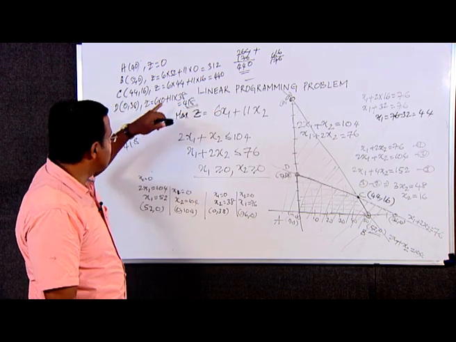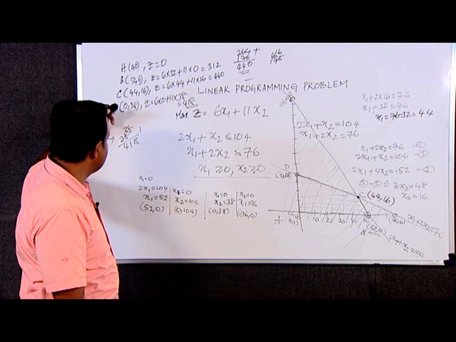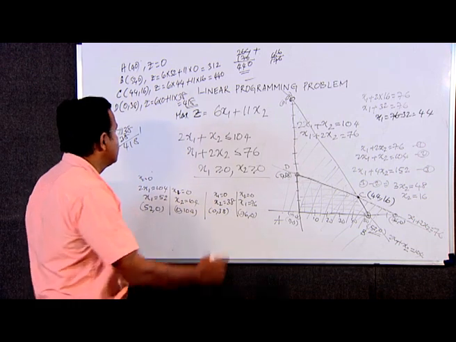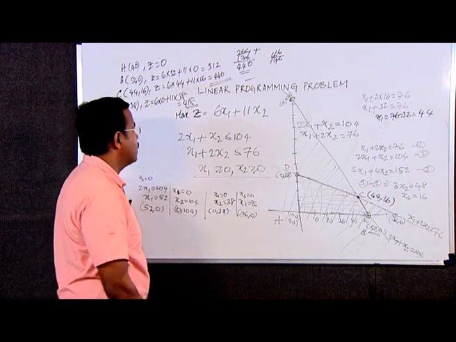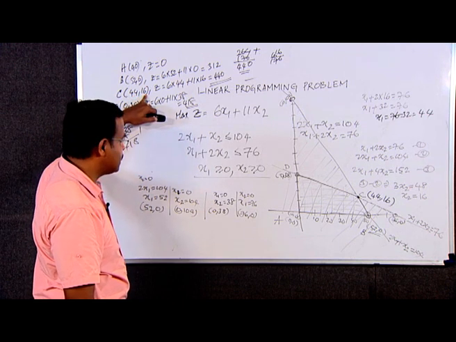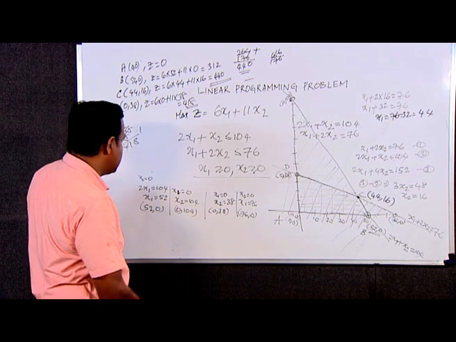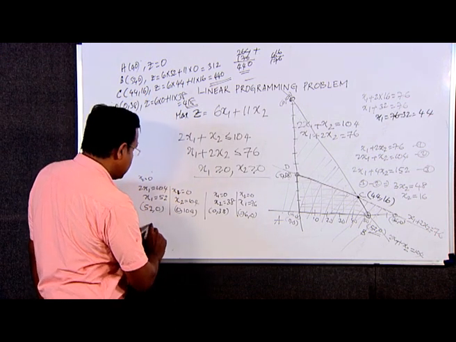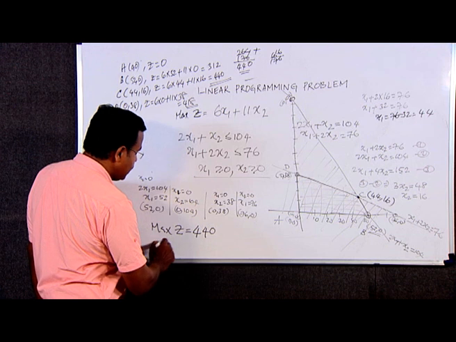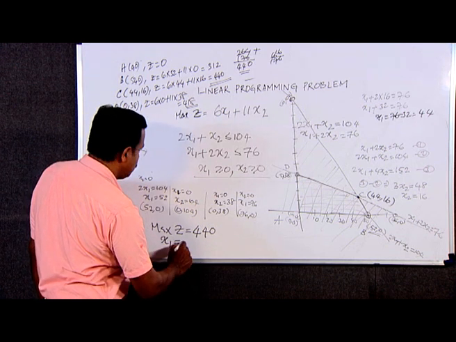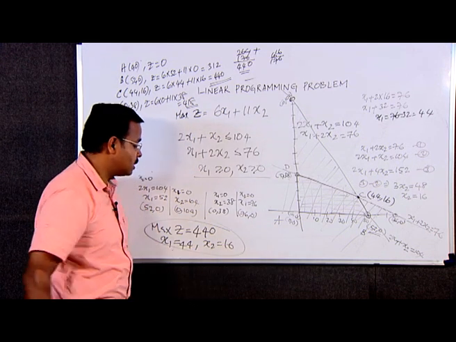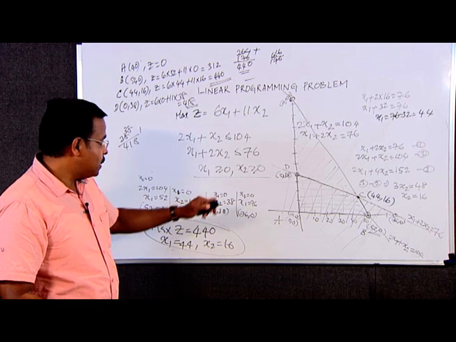So, when we consider the values of Z at these 4 different vertices, at C the value of Z is maximum, that is 440, for x1 equal to 44 and x2 equal to 16. Hence, the solution of this linear programming problem by the graphical method is that the maximum value of Z is 440, attained when x1 is equal to 44 and x2 is equal to 16. So, this is the solution for the given linear programming problem by the method of graph.